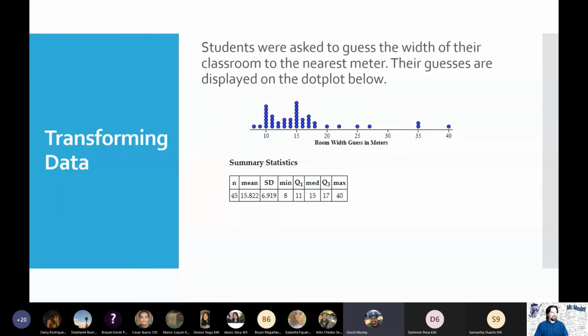So first we're going to look at this set of data here. Students were asked to guess the width of their classroom to the nearest meter. Their guesses are displayed on the dot plot below. Right, they were asked to guess in meters because they aren't as familiar with meters. They're more familiar with measuring in feet, like you or I might be, because in the United States we use feet rather than meters for most things. And so the guesses were kind of wildly different. So we get this dot plot, which has our room width guess in meters. Right, so this is our original raw data. We have some of our statistics down here.